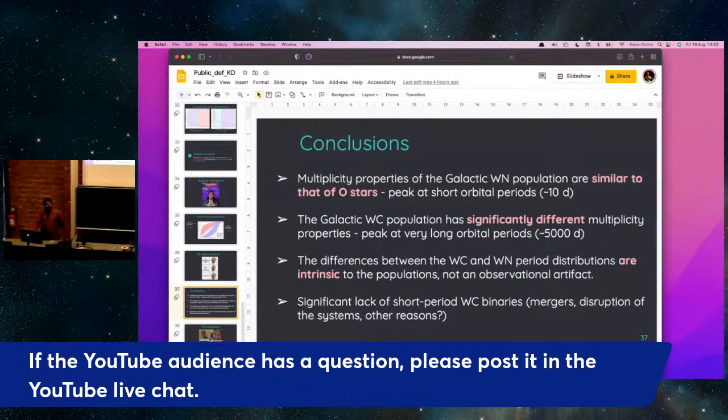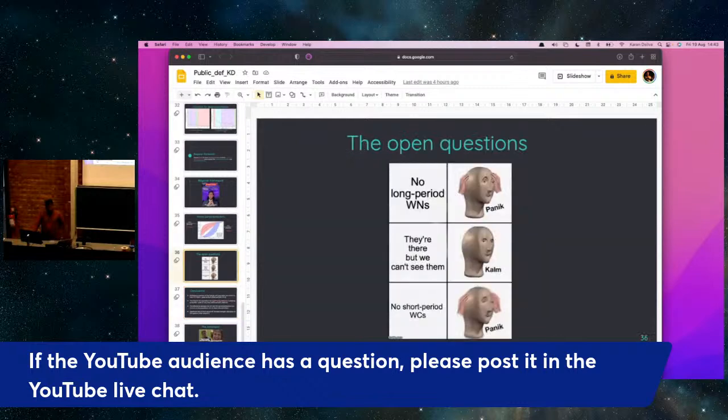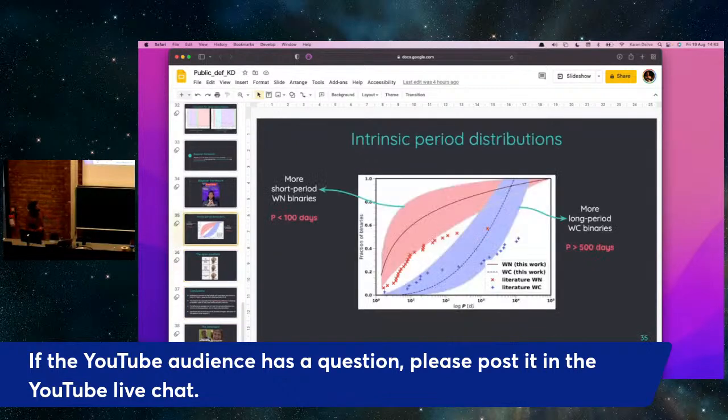Hi, Karan. Slide 35. This is your model's predictions after the Monte Carlo simulation, and you have the priors, right? I have a question for the WN binaries. The literature data points are a bit out of the credible interval. Is it because of the measurement uncertainties, or is it some other reason?